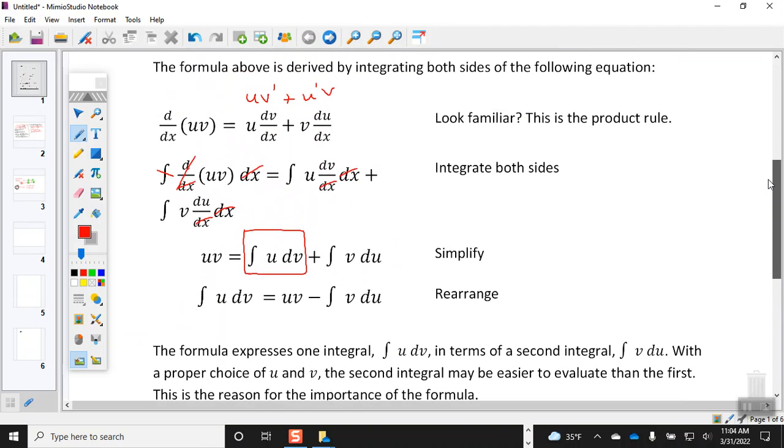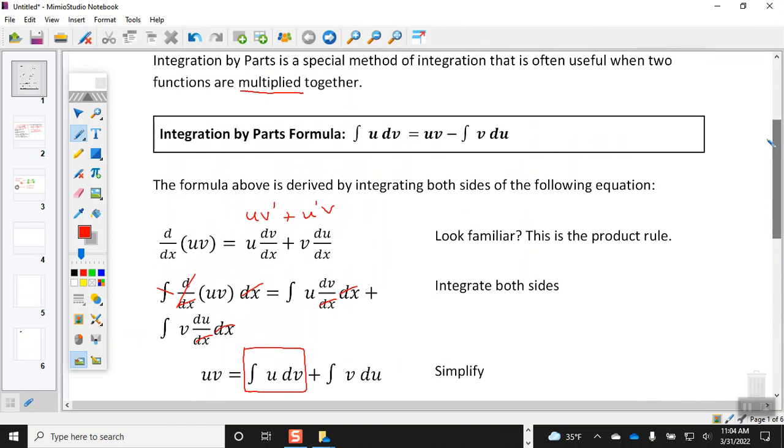I want to jump up top here. You see this integration by parts formula? It says the antiderivative of u times the derivative of v is equal to uv minus the integral of what? I'm going to give you a little bit better one to look at. I like to put the prime notation up there. I think that's much easier than du and dv and dt and d whatever.